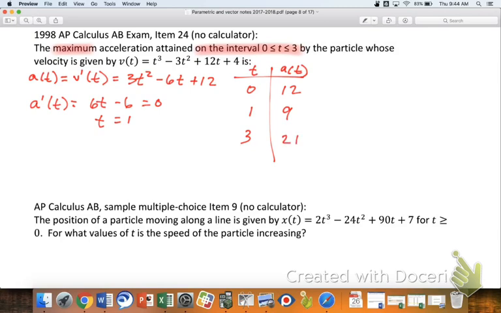Okay. So we're looking for the maximum acceleration. Once you set up a table like this, it becomes very straightforward, right? You say, hey, look, that's where acceleration is highest. And it wanted to know what the maximum acceleration was. So we'd say max acceleration is 21. It happened at t equals 3.